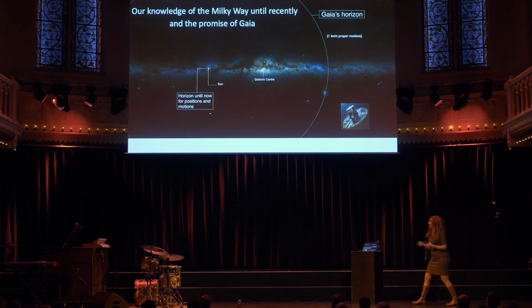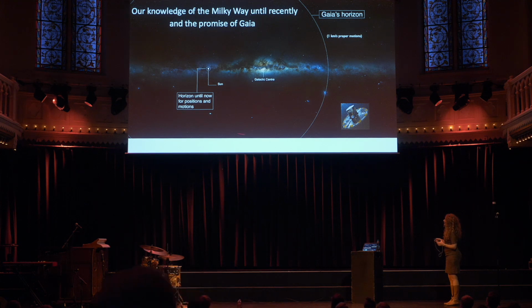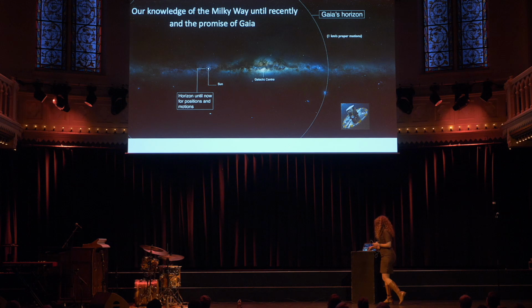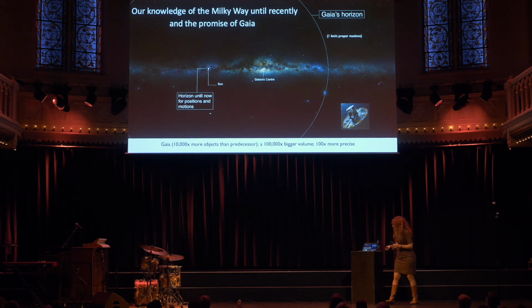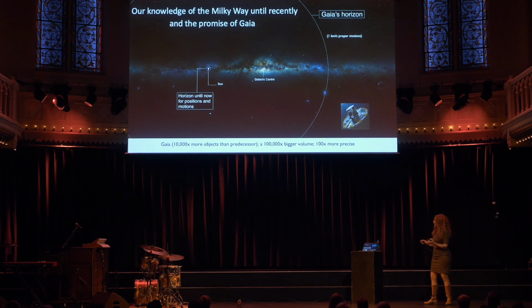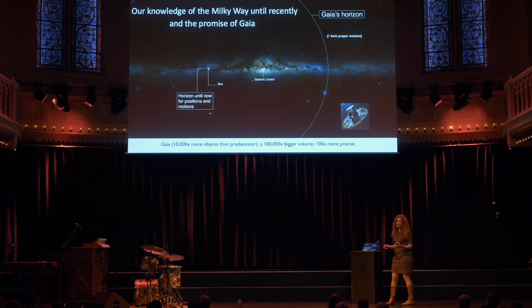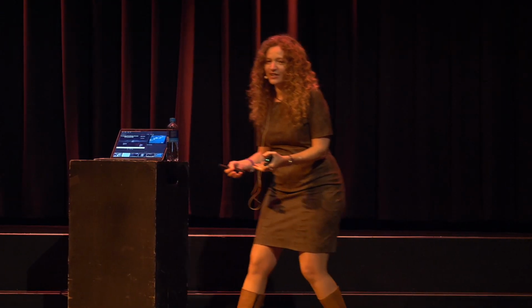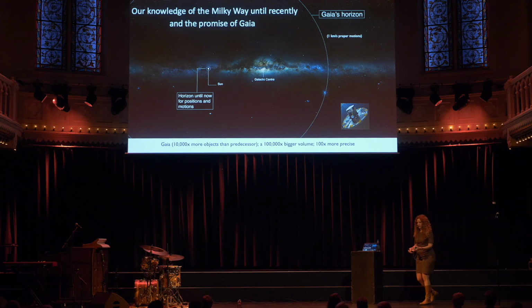And so with that precision, you can not only measure how stars are moving here, but you can measure how stars are moving really across the full galaxy. So Gaia has now collected a sample of stars that's 10,000 times larger than any other sample we've had so far, through a volume that's 100,000 times larger, with a precision that is 100 times better. And that is really leading to a revolution in the field.